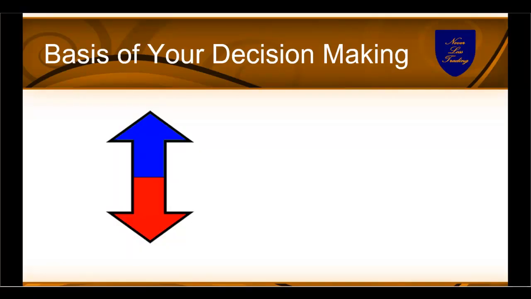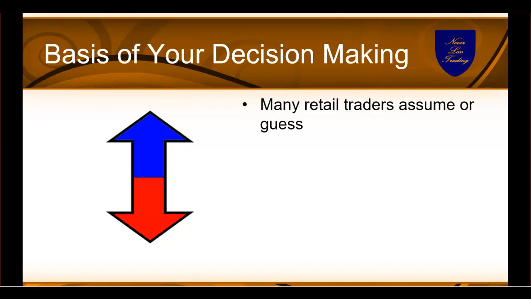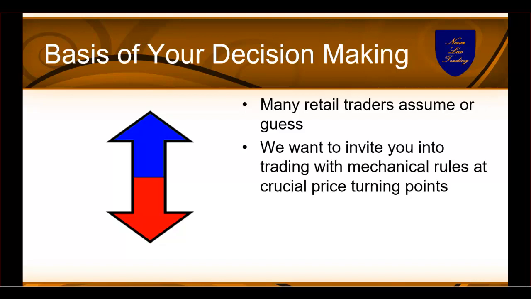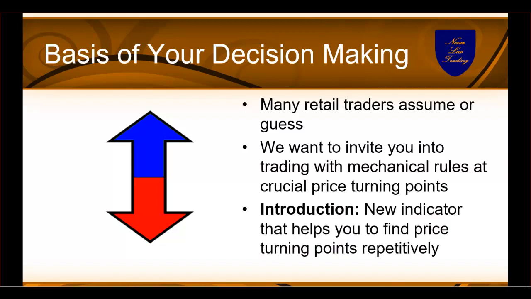What is the basis of your decision making in trading or investing? Many retail traders assume or guess. But we want to invite you today into the world of mechanical trading, where you trade at crucial price turning points with price thresholds. Buy above, sell below a certain price point, so that you can use conditional orders and OCO orders all the time. To help you find those crucial points, we developed a new indicator that looks at the frequency of price change, and we show you what that can do for you.